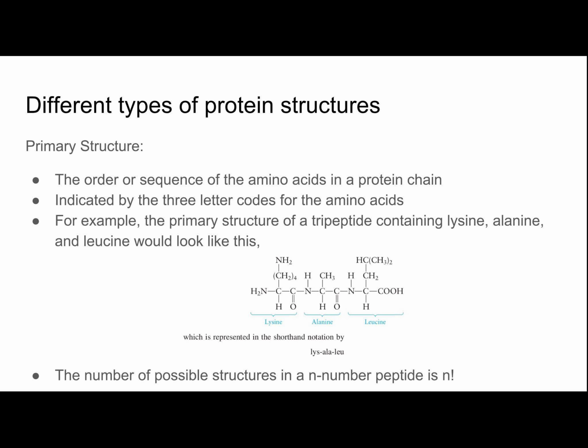The number of possible structures in an n-number peptide is n factorial. So if you have 3, there's going to be 6 possible structures. If there's 4, there's going to be 24 possible structures.